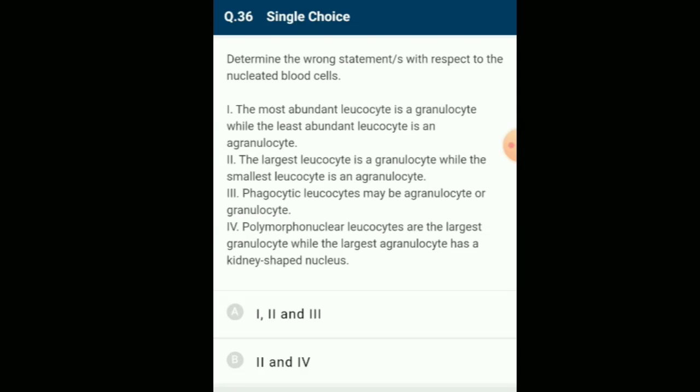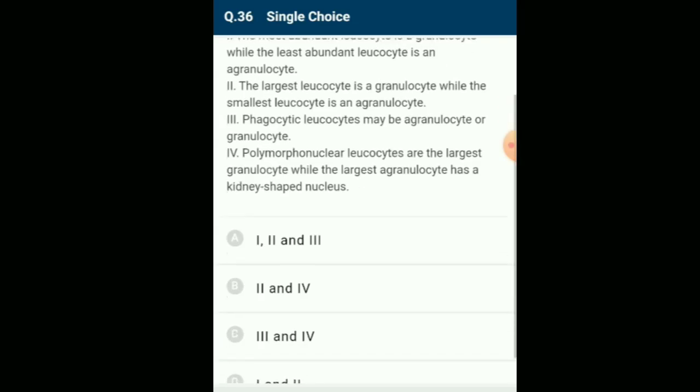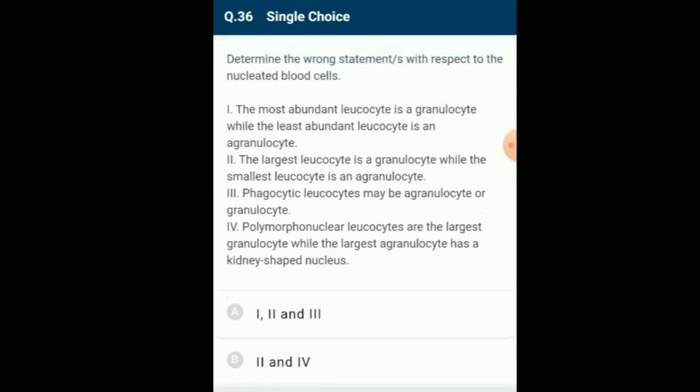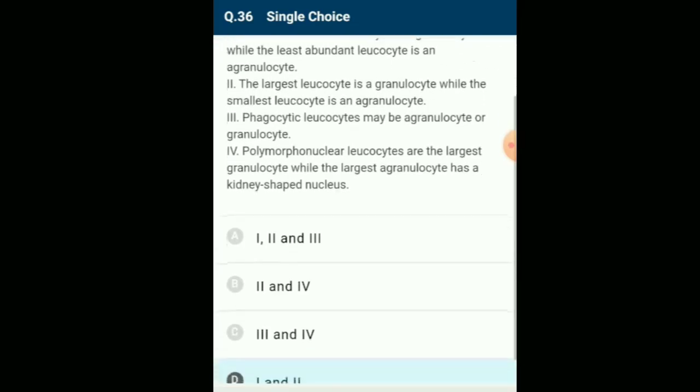Polymorphonuclear leukocytes are commonly called neutrophils, the largest granulocyte, while the largest agranulocyte is the monocyte, which has a kidney-shaped nucleus. So the answer for this question is option D. Given 4 statements, statement 1 and statement 3 are wrong statements with respect to the nucleated blood cells.